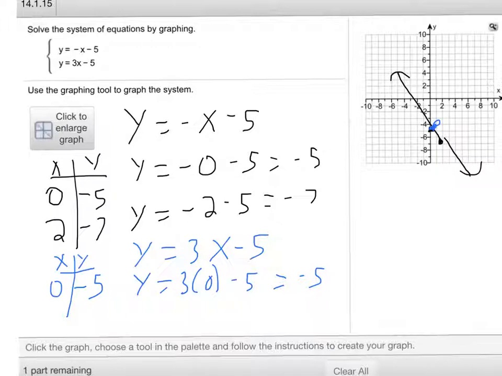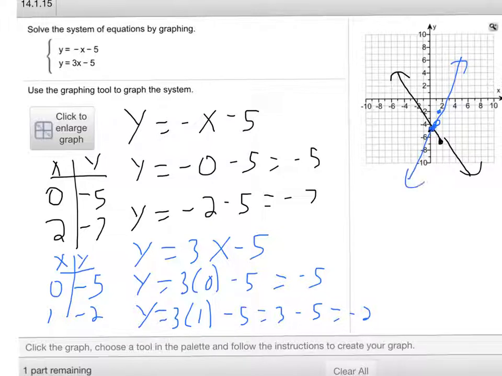Now I need to pick something else. I could pick 1 or 2. Since that 3's there, I think I'll just pick 1. So I'll put in 1 for x, and so that'll be 3 minus 5. I get negative 2. So 1 and negative 2, if I try to plot that point. And so here's the second line. But I can tell the solution is 0, negative 5, because they both have that in common. I hope this helps.